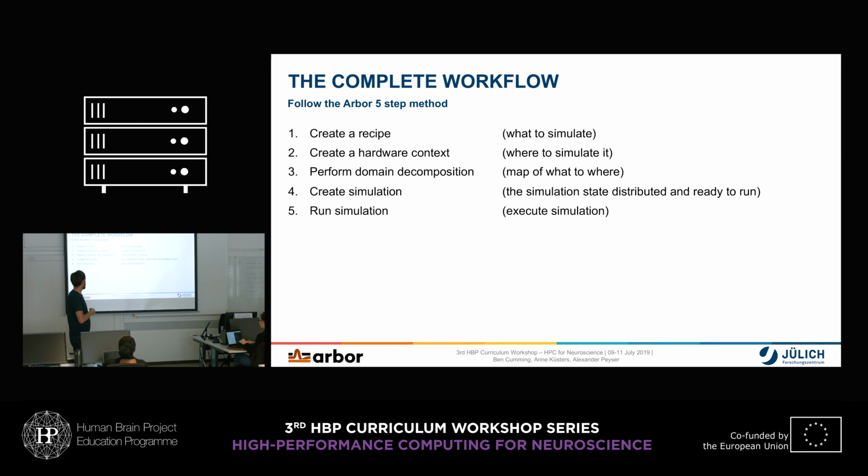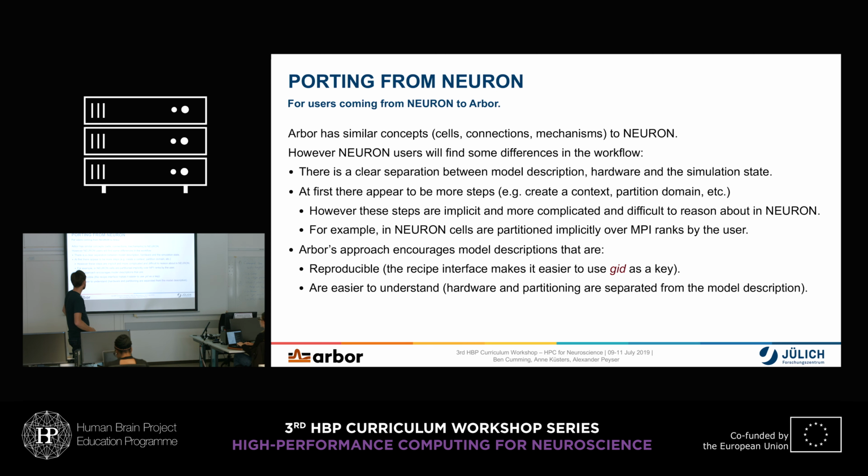So this is the workflow. It's what I dubbed here the Arbor 5-step method. The first thing is you create a recipe, which is a definition of what we're going to simulate. Then a hardware context, which is a definition of where we're going to simulate it, what hardware we're going to simulate it on. Domain decomposition, which is basically a map from the recipe to the hardware. Then we actually create the simulation, which is everything ready to go and ready to run, and then we execute the simulation.